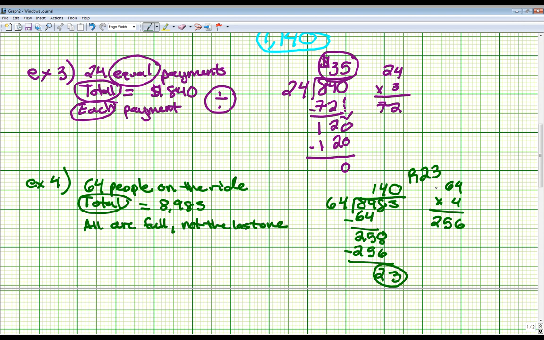The question asks us, all rides are full except for the last ride. How many rides are given? Well, if there are this many rides given that are full, I can say that there are 140 full rides given. Then it says how many people are on the last ride. If you have a remainder of 23, then it tells us that 23 people are on the very last ride instead of the full 64 people. So that is our last example.